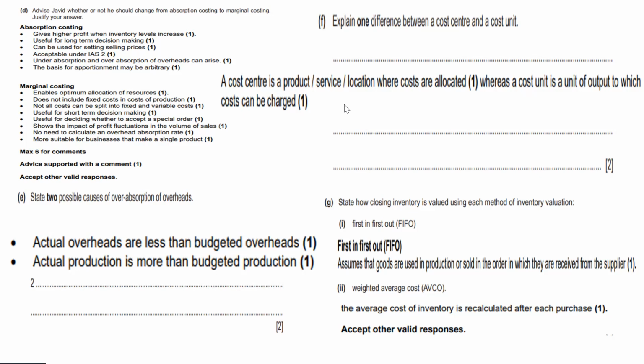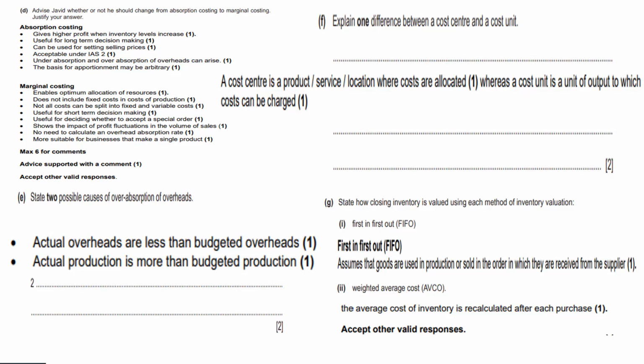State how closing inventory is valued using each method of inventory valuation. There is one method of inventory valuation which is FIFO. What is FIFO? First in, first out. It assumes that the inventory that is bought in first, or produced first, is sold first. So the closing inventory will be valued at the most recent price.